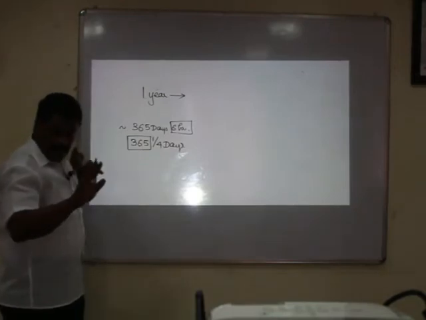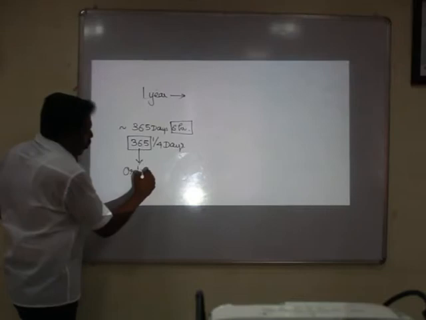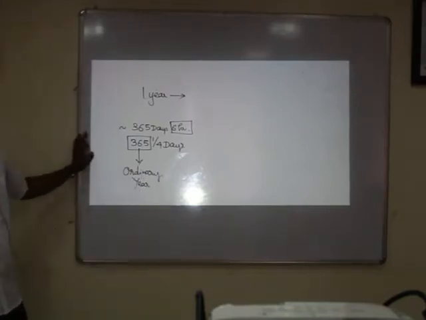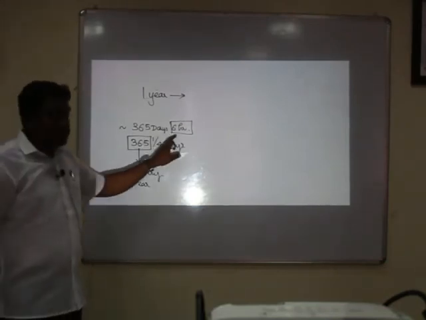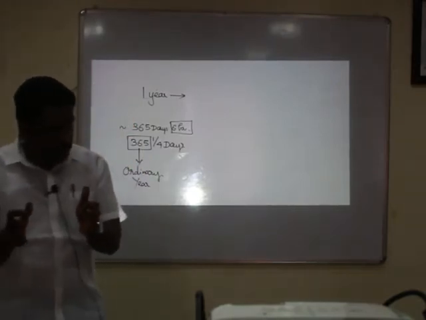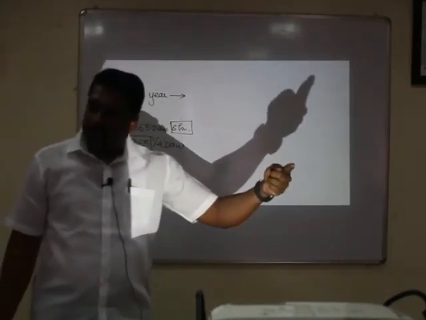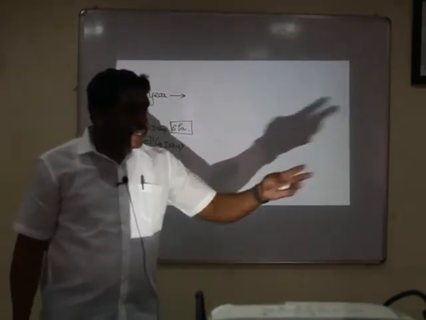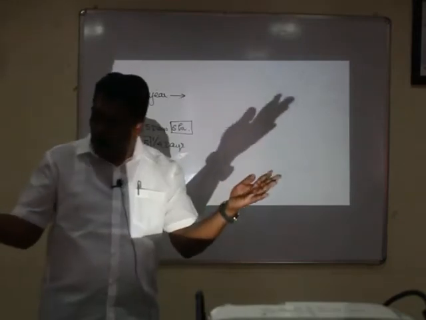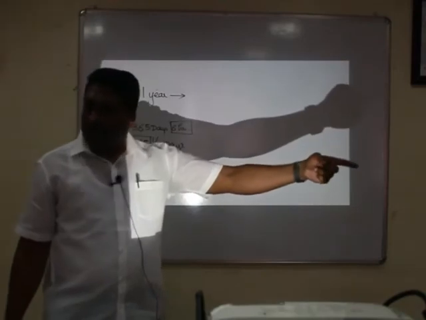If I have a year of only 365 days, I call it an ordinary year. But what happened? Every year, this 6 hours gets accumulated. Year number 1, one 6 hours. Second year, another 6 hours. Third year, another 6 hours. Fourth year, another 6 hours. If four 6 hours get pulled together, what will happen? 24 hours.